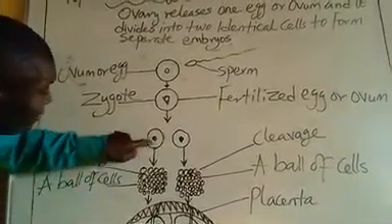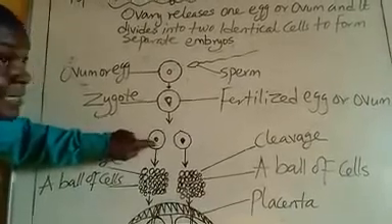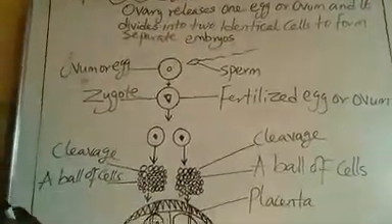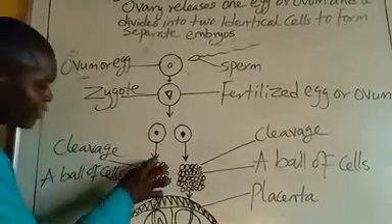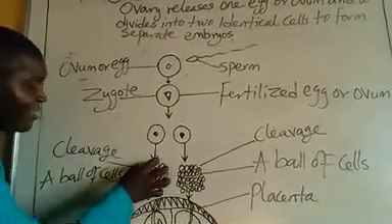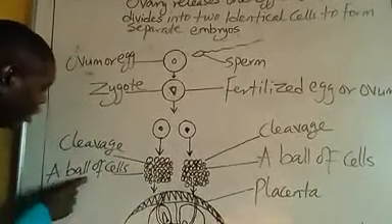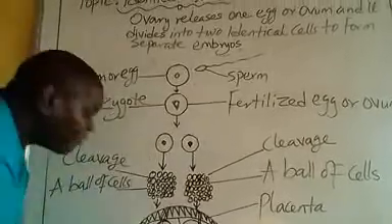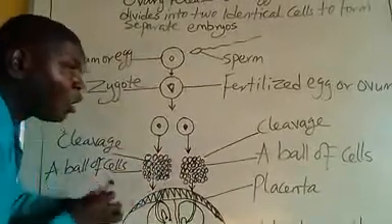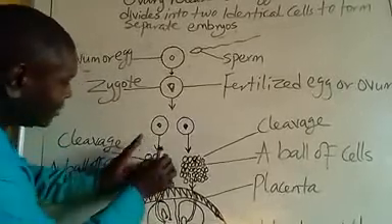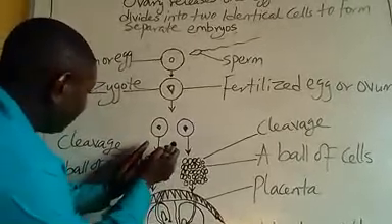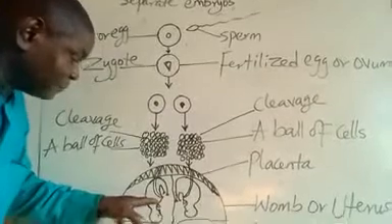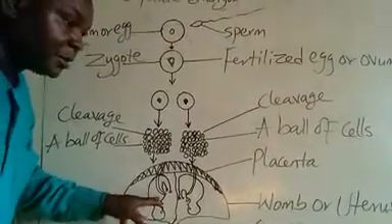Cleavage is the splitting of this fertilized cell into smaller cells. Now we have smaller cells here, and we call all these smaller cells a ball of cells. Before you could have a baby, you must have what we call a ball of cells. Look at a ball of cells. After this development, you could have a baby. Look at the baby. Look at the fetus.